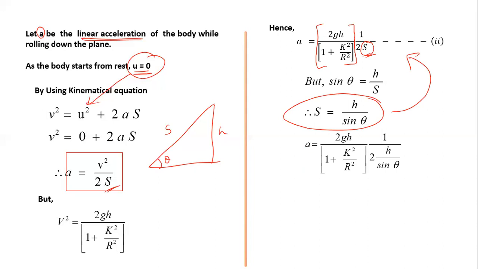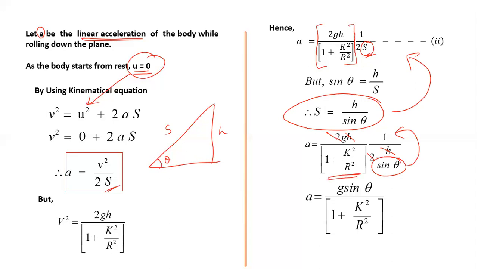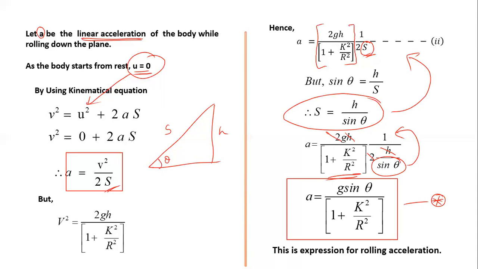Now we have to simplify it and write for a. You can see here this 2 gets cancelled, then h gets cancelled, this sin theta is shifted up, and only g is remaining. g into sin theta, g sin theta, and this divided by this. So you can see here the formula of a. And this is the rolling linear acceleration. This is the expression for rolling acceleration. This is very important. I hope you understood how we get the rolling acceleration formula.